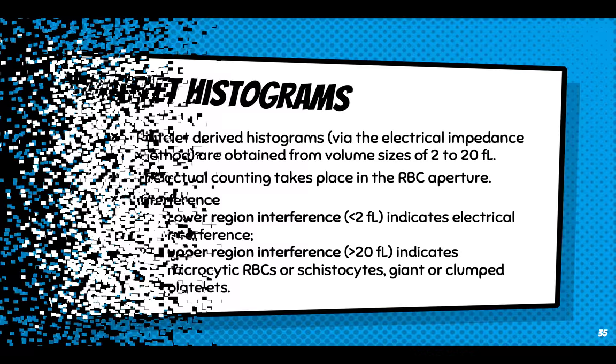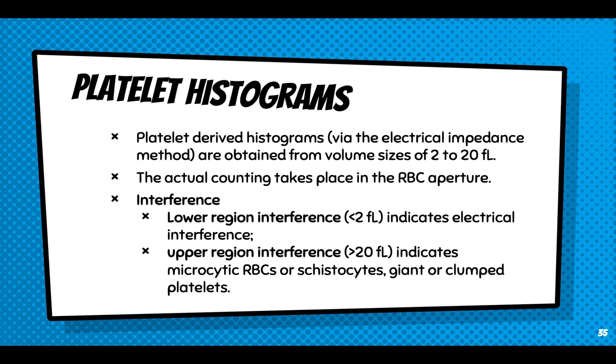We also have your platelet histogram. Similar to your RBC histogram, platelet-derived histograms are also obtained from volume sizes 2 to 20 femtoliter.